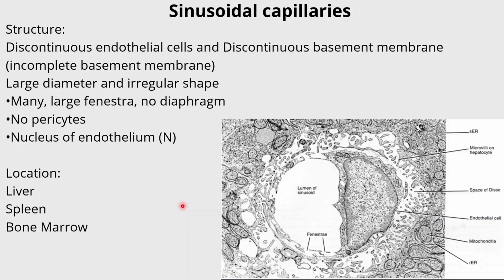Now sinusoidal capillaries. Okay. So the structure of it is a discontinuous endothelial cell and discontinuous basement membrane. You can see here the endothelial cell is discontinuous and the basement membrane is also discontinuous. It has a large diameter and irregular shape. It has many large fenestrae and no diaphragm. It has no parasites, and you can see the nucleus of the endothelium also. Now the location is in the liver, spleen, and the bone marrow.